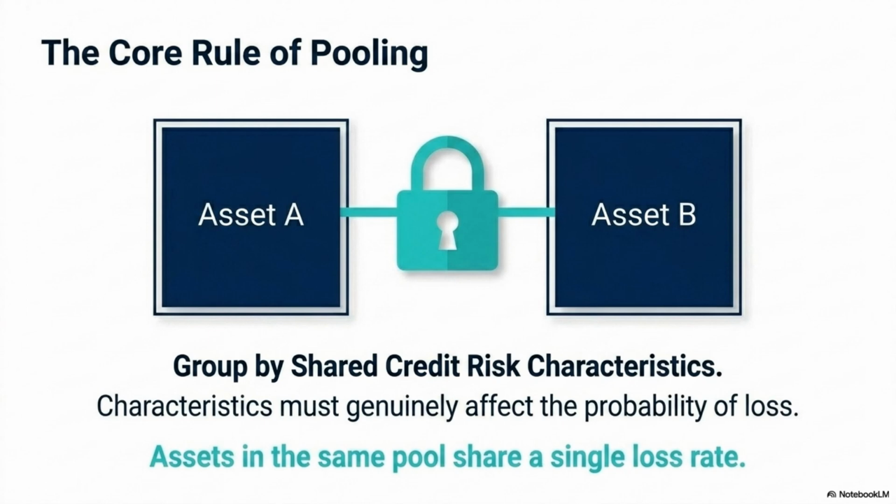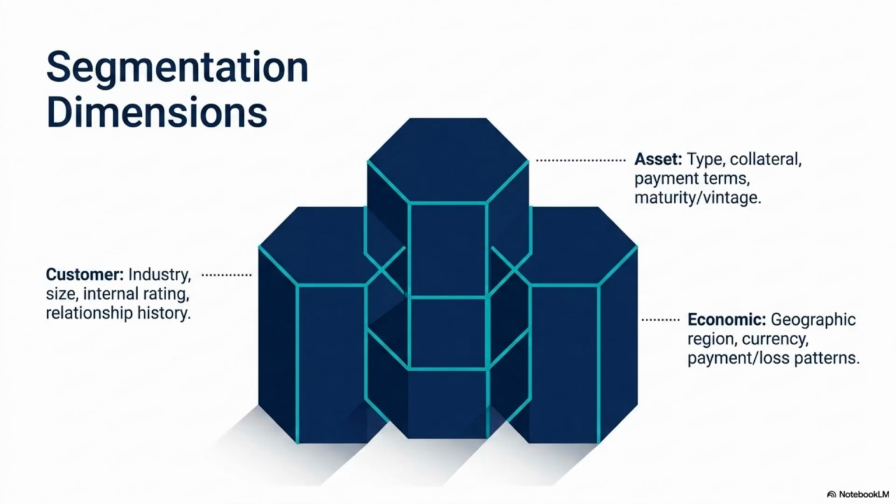The core rule of pooling is straightforward. Group assets together based on shared credit risk characteristics. Critically, those characteristics must genuinely affect the probability of loss. The standard does not prescribe exactly which characteristics to use. You design your own pools based on the nature of your portfolio. But every asset placed in the same pool will share a single loss rate, so the grouping must reflect real economic similarity.